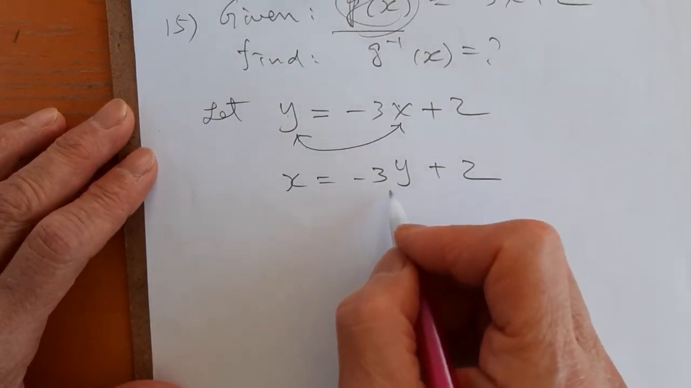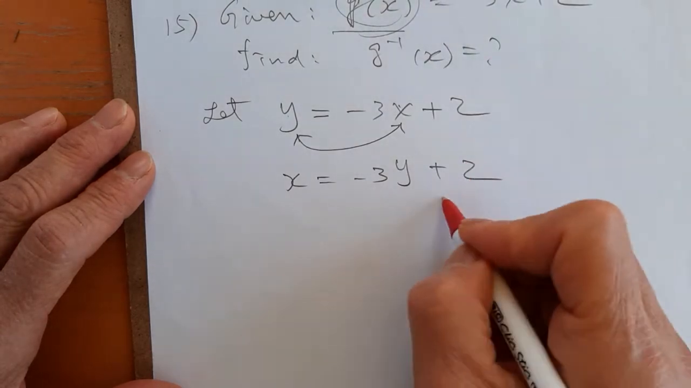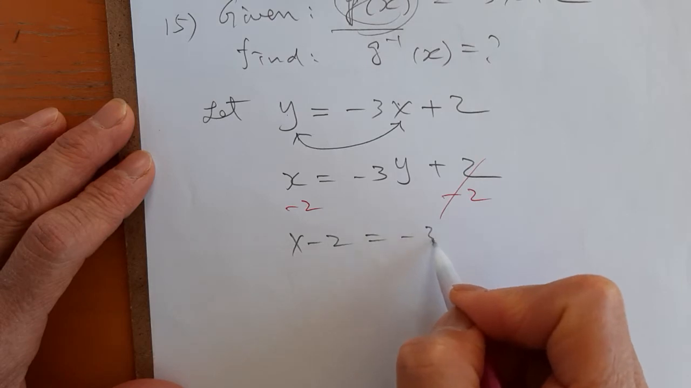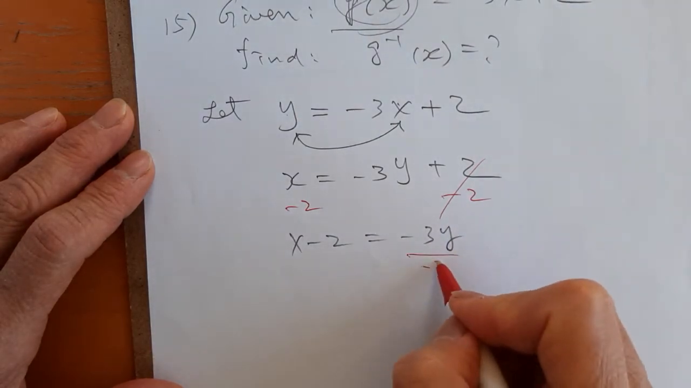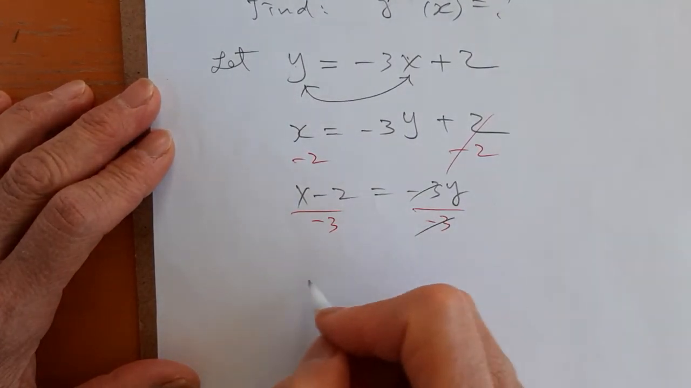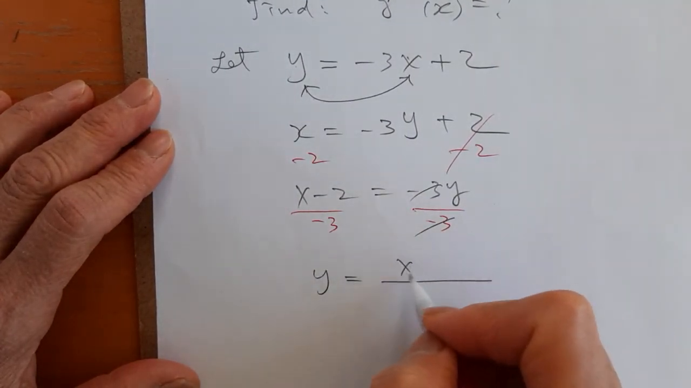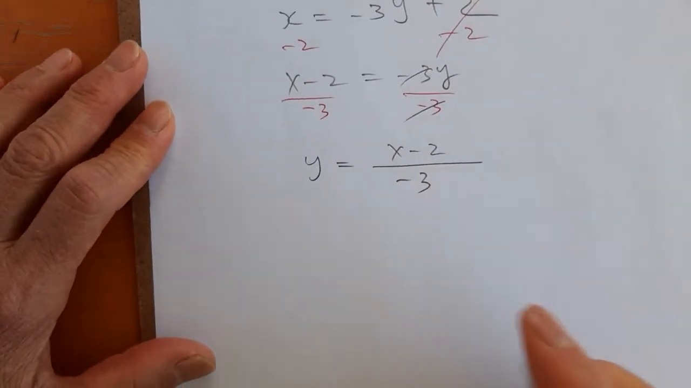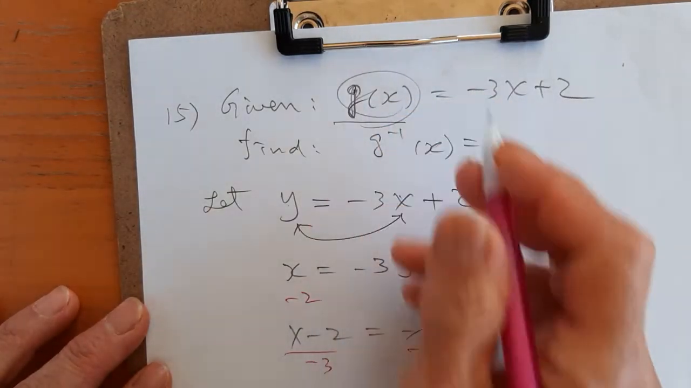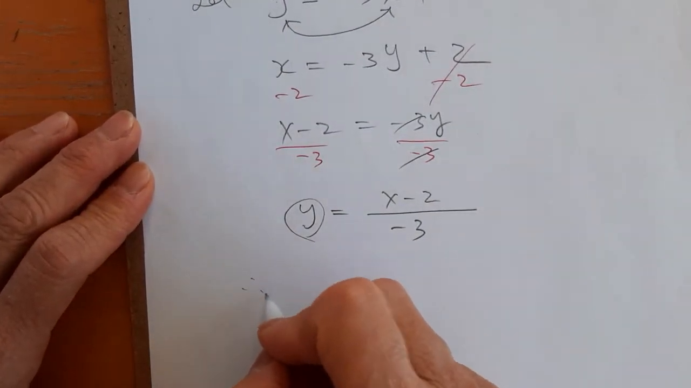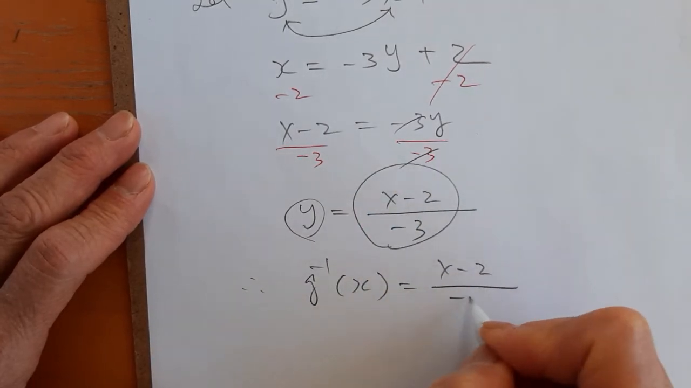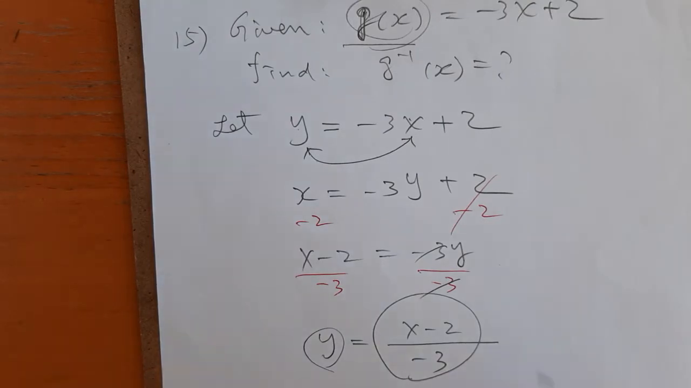To solve for y, subtract 2 from both sides. So you get x minus 2 equals -3y. Then divide by -3 on both sides and cancel. So we get y equals (x minus 2) over -3. The fourth step, change this y to g inverse. So you write down g inverse of x equals (x minus 2) over -3.